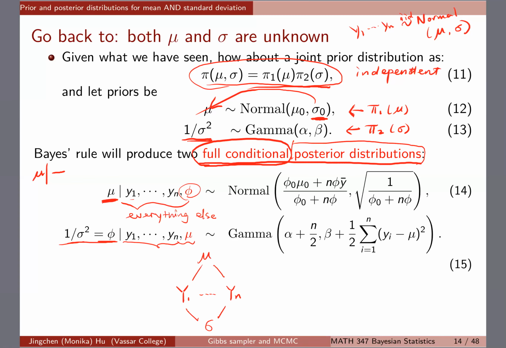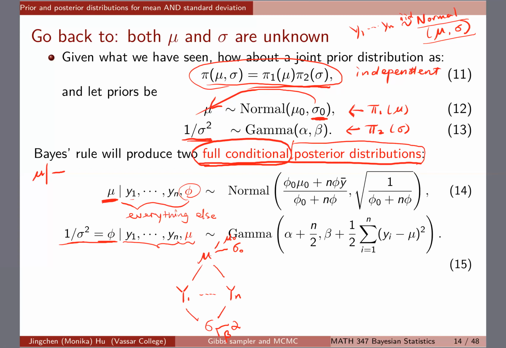I'm using this kind of graphical representation, where for each of the observations, it comes from this normal distribution, right? So there are two parameters, mu and sigma, and I can write them separately. Then further, I know that mu is being affected by mu 0 and sigma 0, right? And then further, I can express sigma to be affected by alpha and beta.